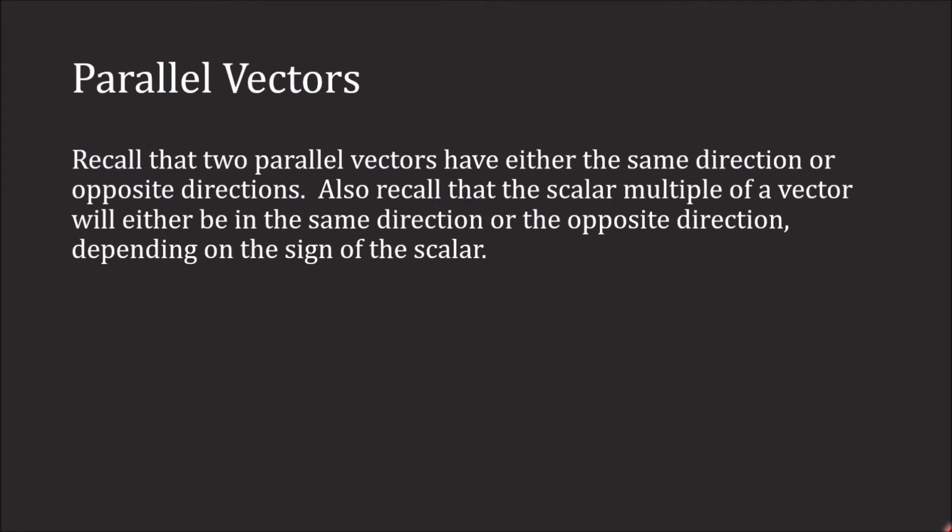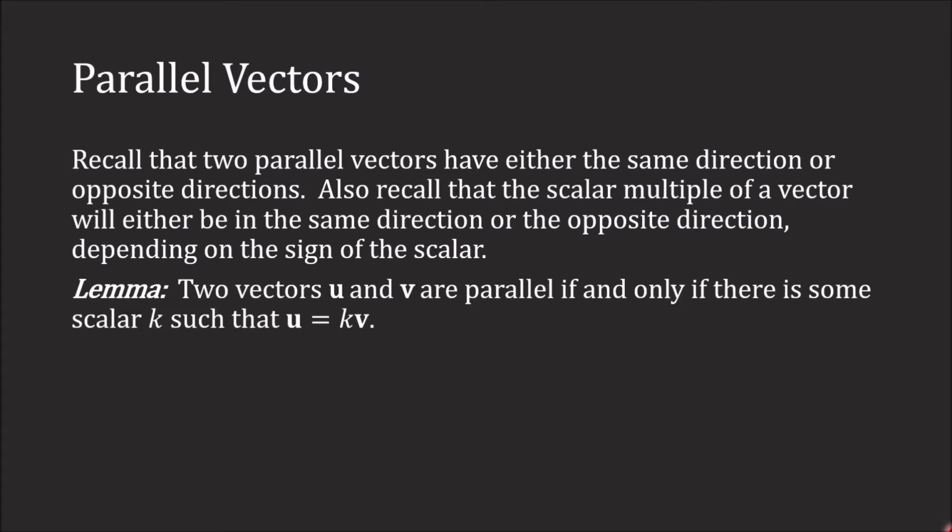Recall that two parallel vectors will have either the same direction or opposite directions. Also recall that the scalar multiple of a vector will either be in the same direction or the opposite direction, depending on the sign of the scalar. So this gives us our lemma. Two vectors u and v are parallel if and only if there is some scalar k such that u is equal to kv.